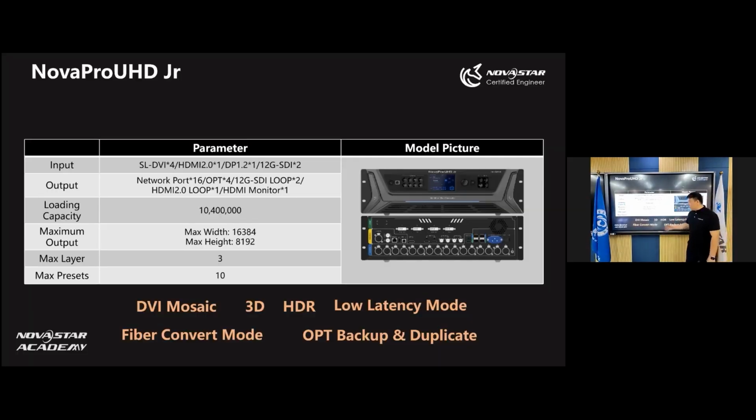mode. And same as the VX600 and 1000, it supports the fiber converter mode. You can put one with the Sony controller, put another with the fiber converter. And also for the Nova Pro UHD Junior, the optical fiber output ports are just for output. But for the output, we have two modes. There are two pairs of output ports. It can be duplicate, and also you can switch it to backup mode. It depends on the requirements we have on site.